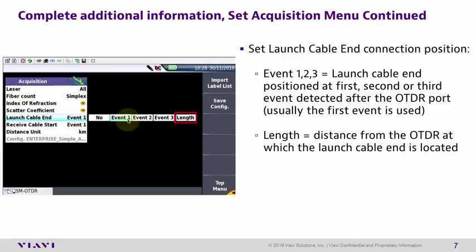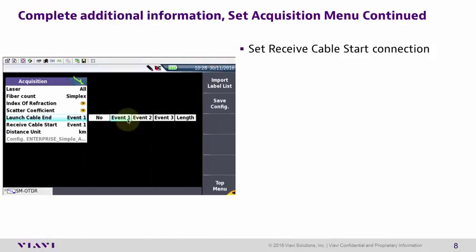Alternatively, you can use length. If you know the exact length of your jumper and launch cable setup, you can enter the distance manually. Then you can have the T-Bird 2000 discount this amount of fiber length in the trace results tables. The same logic holds true for the receive cable start options.